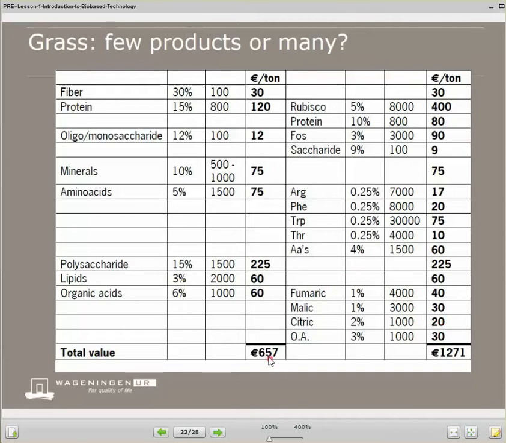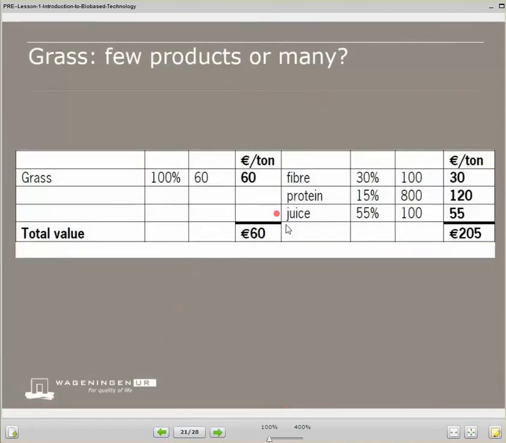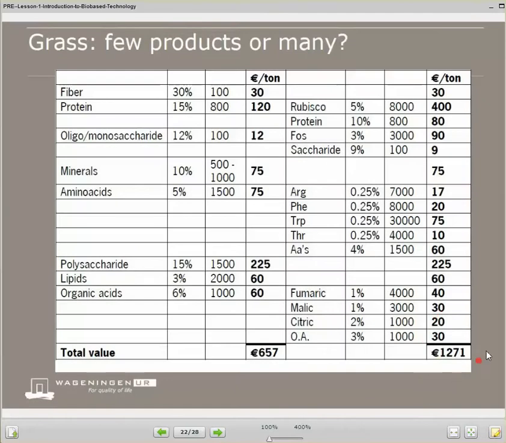So in the previous slide, we had about 600 euros per ton, but if we separate these basic components into higher valued components, it's now worth 1,200 euros per ton. And that is a significant added value. So I'll skip back one. Originally, the grass costs 60 euros per ton, and eventually, if we develop the techniques, you can get 1,271 euros per ton, which is a very high added value.